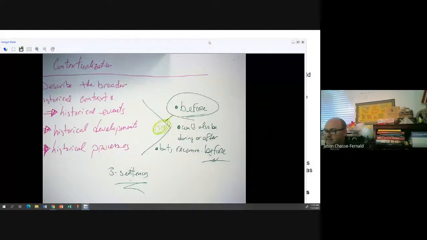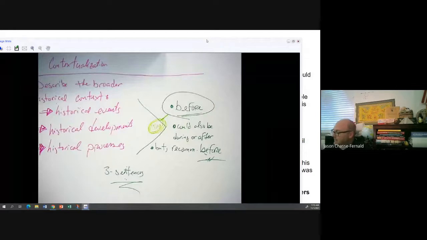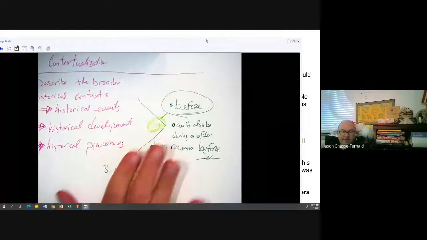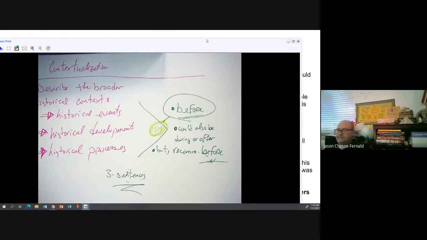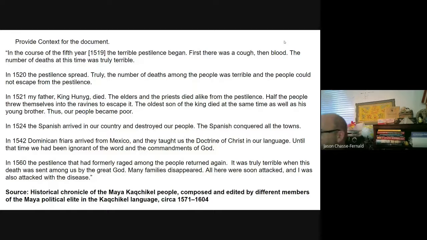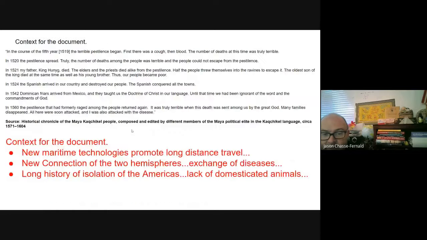I think I'm projecting this to you, but I'm not. 1519, right? What event happened before 1519 that would help us make sense out of what we just read? All right, go ahead and do that, and when you're done, we'll move on.